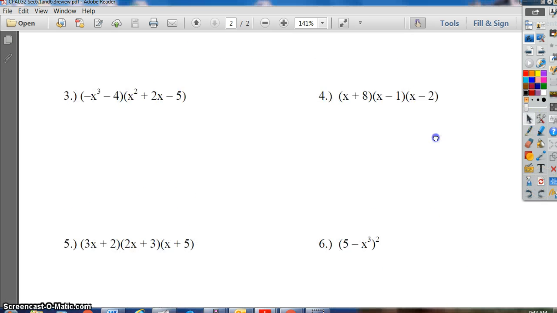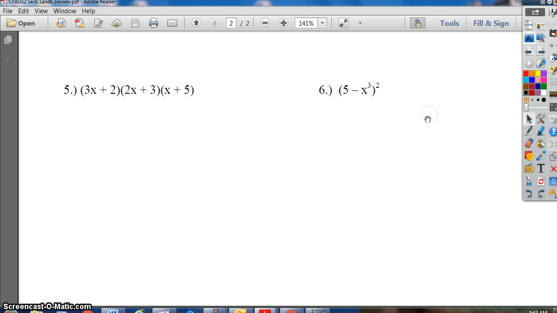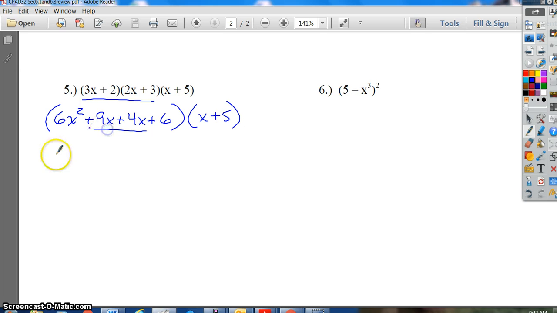All right, let's keep rolling here. I got 5 and 6, and we'll call it a day. Okay, so this is just like the last one. I'm going to FOIL these two. So that's 6x squared plus 9x plus 4x plus 6. I'm not going to do anything with this x plus 5. Combine like terms. 6x squared plus 13x plus 6.